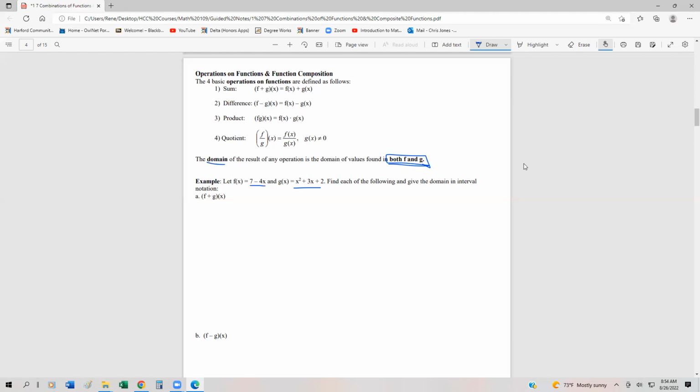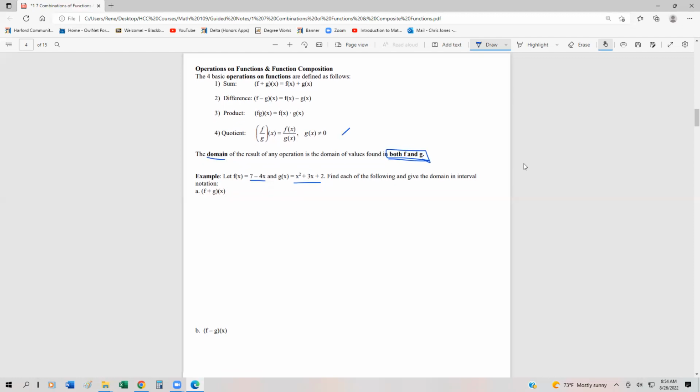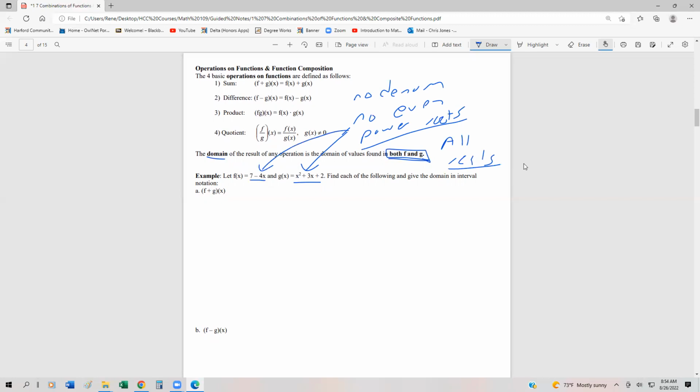So notice that in both of these functions, there's no denominator and there are no square roots or fourth roots. So no denominator, and there are no even power radicals. And so what that means is that the domain is going to be all reals to start. There's no domain restriction to begin with. That doesn't mean at the end there won't be a domain restriction, but we have to make sure that that applies to each of the resultant functions.